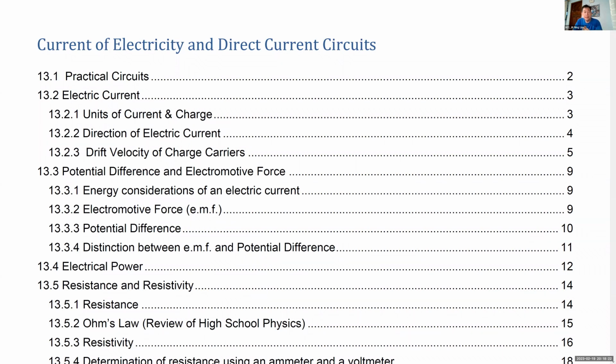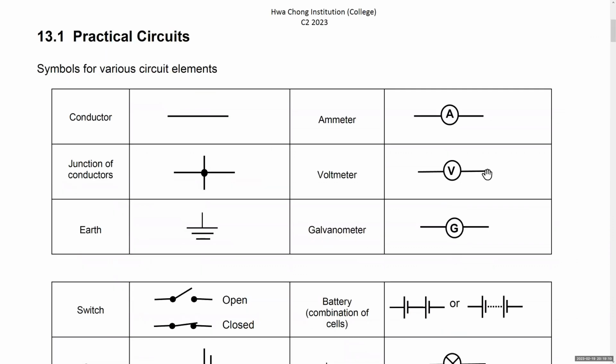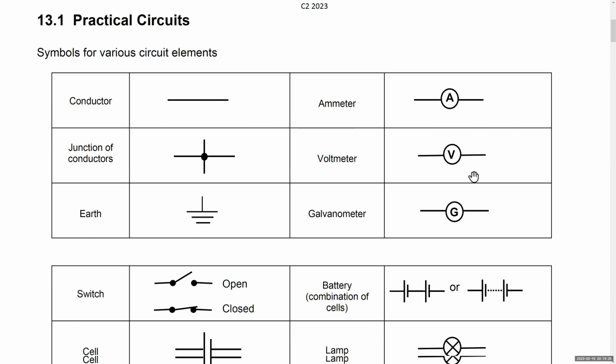Current of electricity and direct current circuits. This video will cover sections 13.1 to 13.5. 13.1 shows some practical circuits and the symbols of various components. So you have to memorize all these circuit elements such as ammeter, voltmeter, etc.